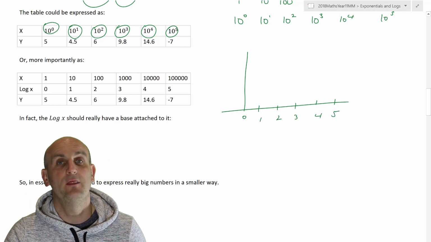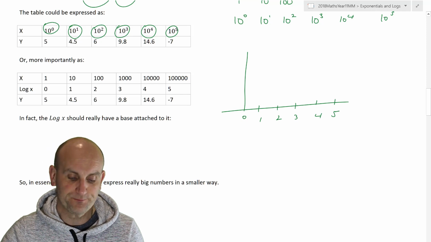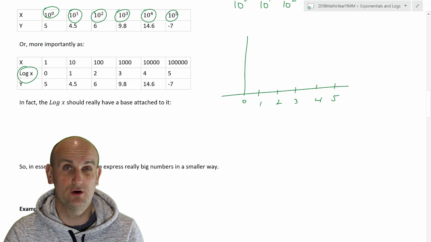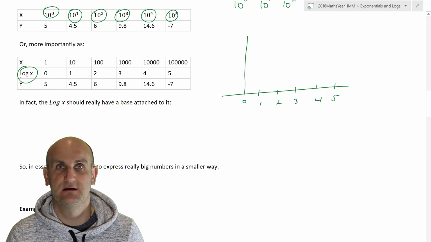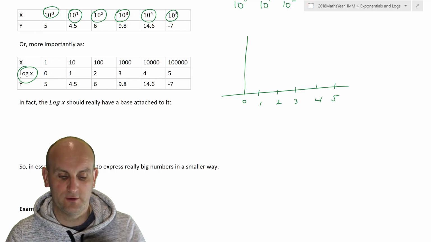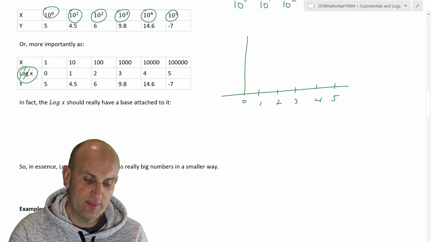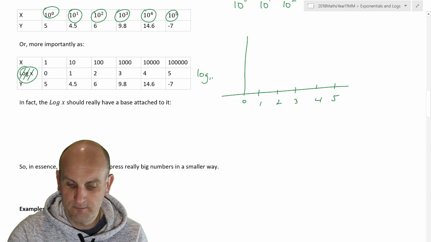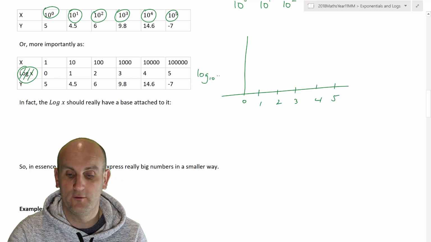So actually, that's where logarithms come from. We actually say, well, we can create a number system called logs that have a base. And by that we mean 10 to the power of 1, 10 to the power of 2, 10 to the power of 3. So we could say, let this here be, sorry I've run out of room, log to the base of 10 of a number.